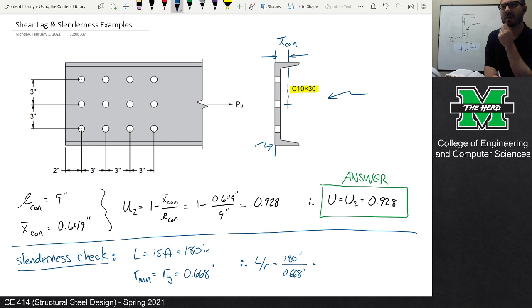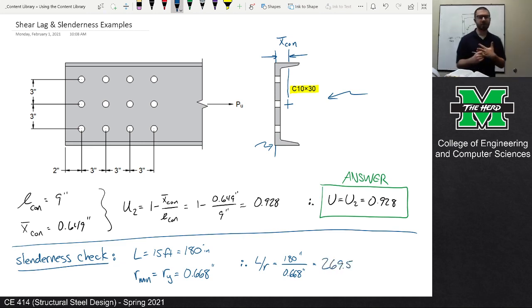You did. I think you might want to check the... there we go. So, 269.5. So, no, you're fine. So does this meet our slenderness check?